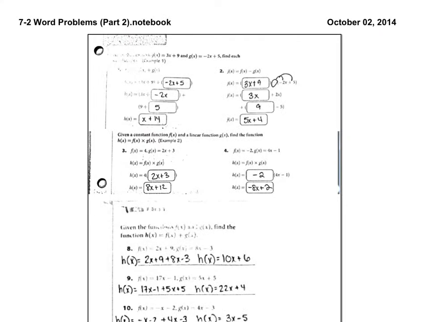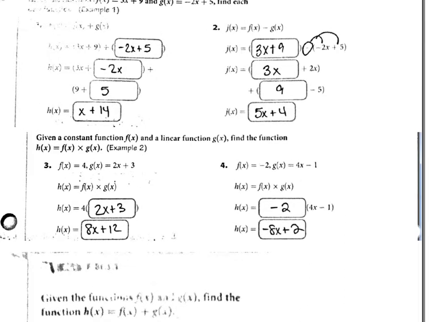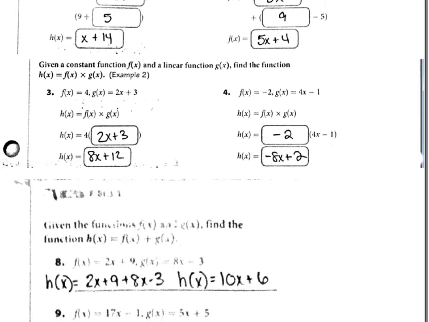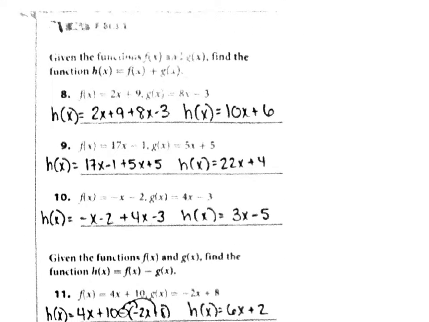Here is your homework from last night. It's the guided practice 1 through 4, and then the independent practice starting with question number 8. So look through here, check your answers, adding, subtracting. Make sure you're distributing the negative, and when multiplying, make sure you multiply the constant as well. Scrolling it up. 8, 9, and 10, you are adding the functions together to get h of x.